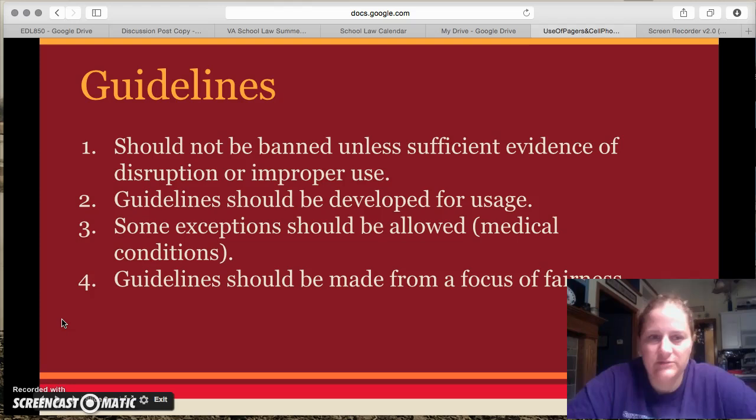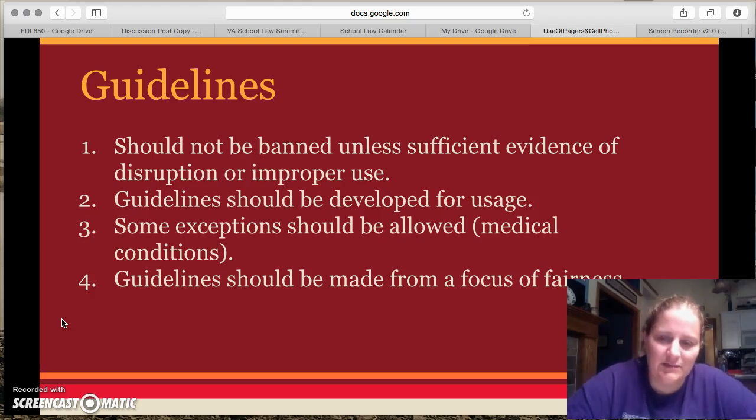Some of the guidelines that the book suggested is that phones necessarily shouldn't be banned unless there's sufficient evidence of disruption or improper use. So the main one that comes to mind is disrupting the learning environment, because if a student is texting their friends on their cell phone while I'm trying to teach them something, then they're obviously not going to be paying attention to what I'm teaching them. Therefore, they're not learning the standards, and it just kind of trickles down from there. But if they're used appropriately and the students are still learning what they should be learning and it's not disrupting, then maybe they shouldn't be banned.